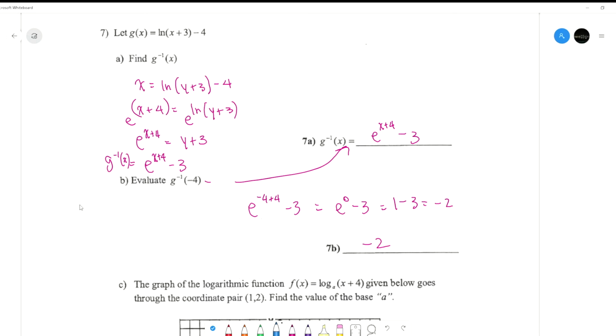So if you wanted to, you could have done this. ln of x plus 3 minus 4 is equal to negative 4. And then you do ln of x plus 3. We add 4 to both sides and we get 0. Right? So now since this is base e, you do e to the 0 is equal to x plus 3. And then subtract 3, right? So this is 1 minus 3 equals negative 2.